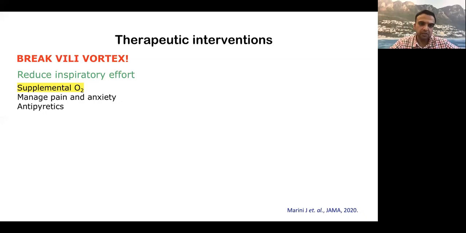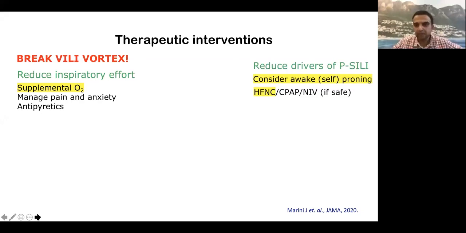The first thing to do is to reduce the inspiratory effort. So somebody comes to you, and the best way to do that is to give him supplemental oxygen, and try and manage his pain and anxiety. If he's got a very high fever, bring that fever down. That will all reduce the patient's inspiratory effort. Secondly, you have to reduce anything that drives PCLE. The most important thing here is the hypoxia that will also be driving PCLE.